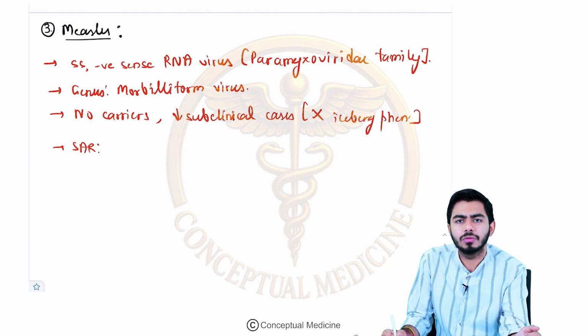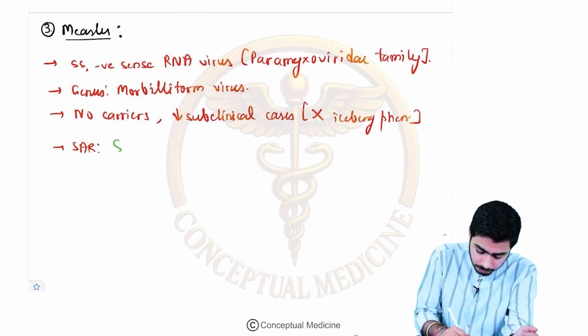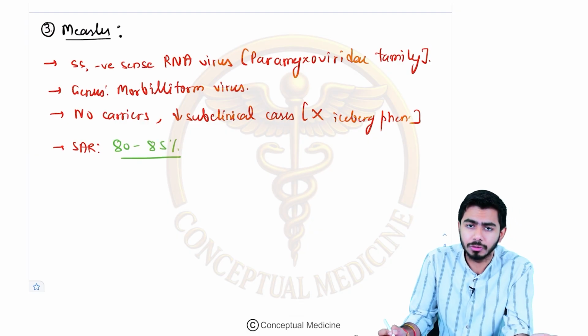Okay, next point over here is the secondary attack rate. What is the secondary attack rate? It is pretty high, around 80 to 85%. That's why I am writing it in bold, 80 to 85%, which is not a very good sign.